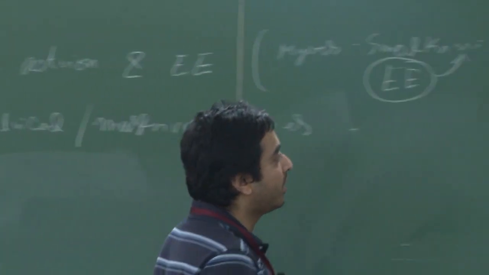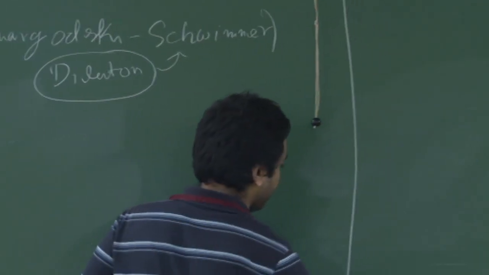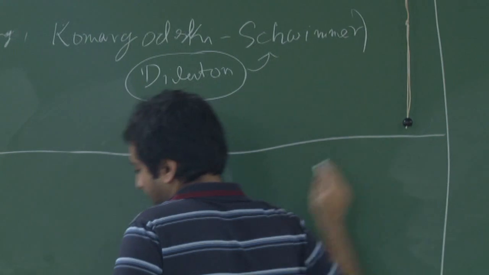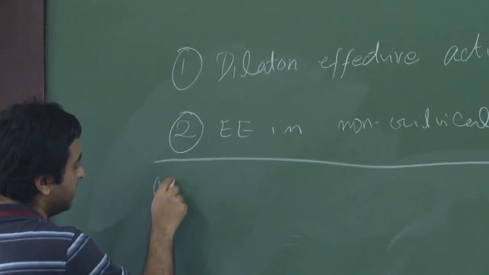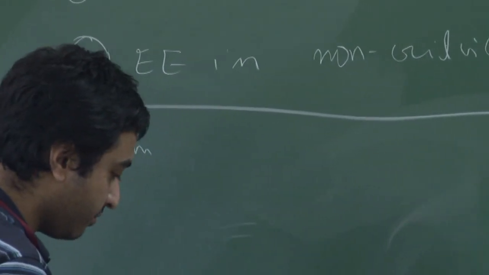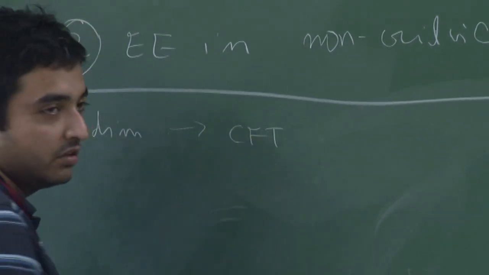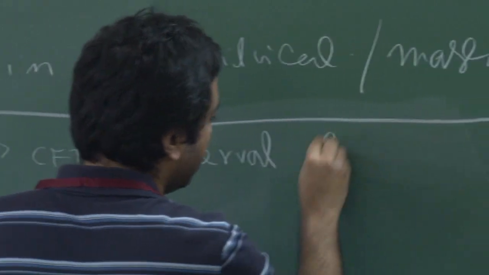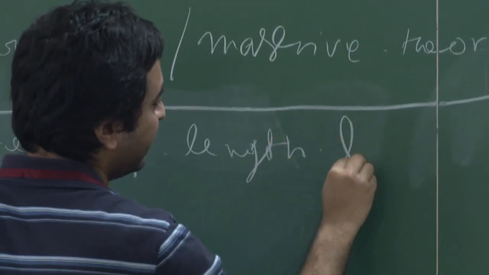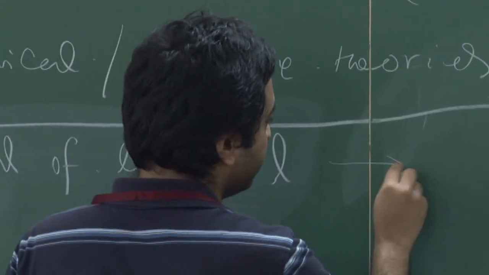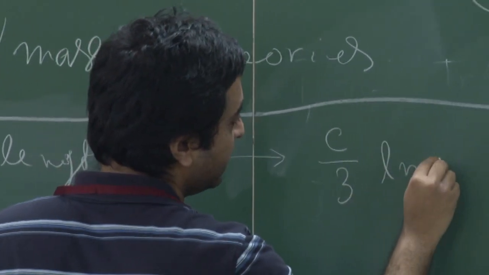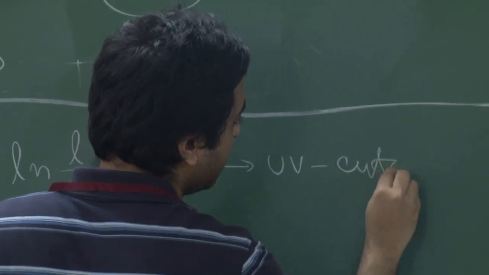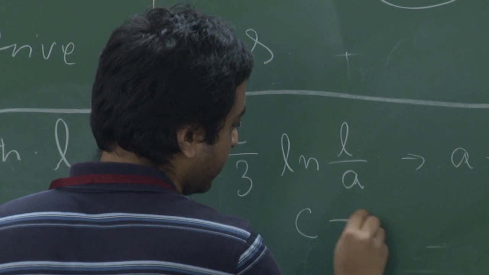So let me start with 1 plus 1 dimension. Let me start with a non-critical theory in 1 plus 1 dimension. Say if you have a 1 plus 1 dimensional conformal field theory, we know that if we have an interval of length L, as Gautam has already mentioned, then the entanglement entropy is given by this expression, C over 3 log L over A, where A is an ultraviolet cutoff, and C is the central charge of the theory.